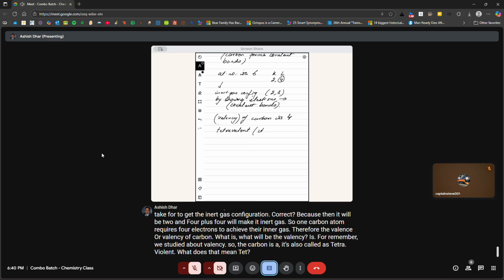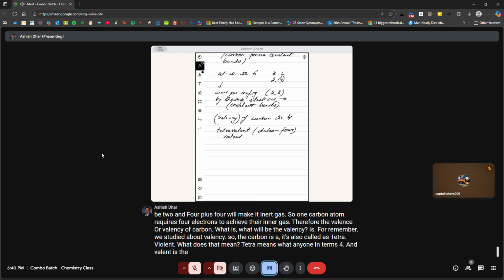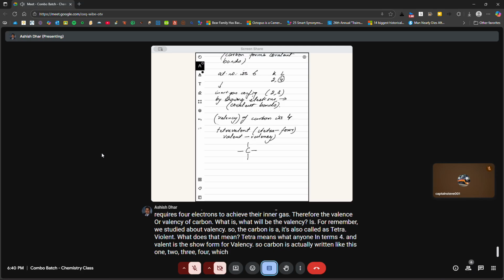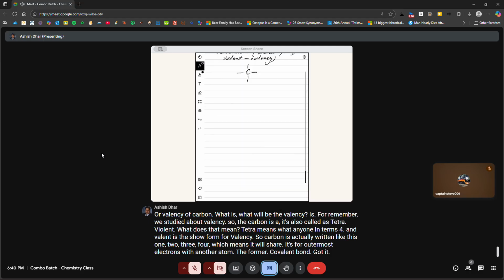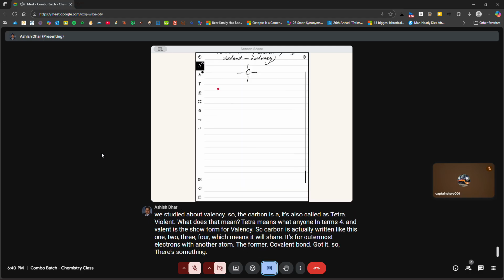What does that mean? Tetra means what? Anyone? Tetra means 4. And valent is the short form for valency. So carbon is actually written like this: 1, 2, 3, 4, which means it will share its 4 outermost electrons with another atom to form a covalent bond. Got it? So there is something in carbon.